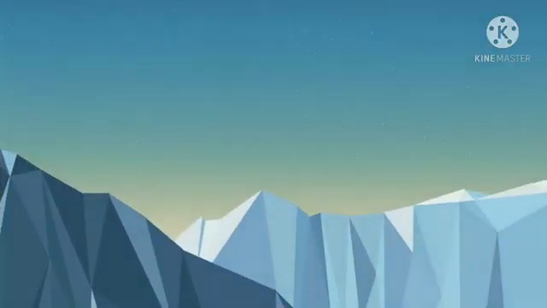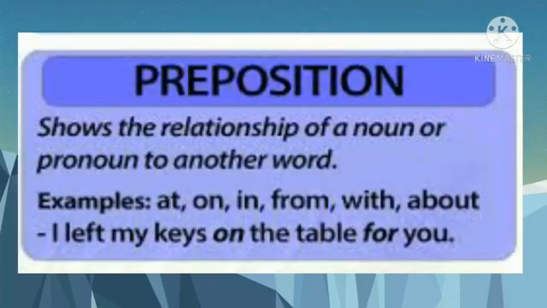Let us now move on to the next part of speech, which is going to be preposition. What is it, children? Preposition. It shows the relationship of a noun or a pronoun to another word. What is the work of a preposition, children? A preposition shows the relationship of a noun or pronoun to another word. Simply, it says the position of a noun or pronoun in relation with the other words given in a sentence. What are some of the examples of prepositions? At, on, in, from, with, about, and so on.